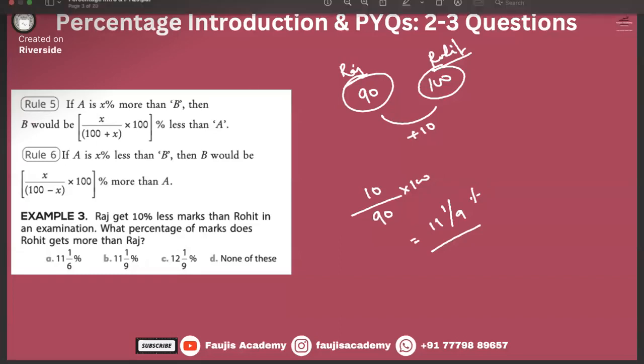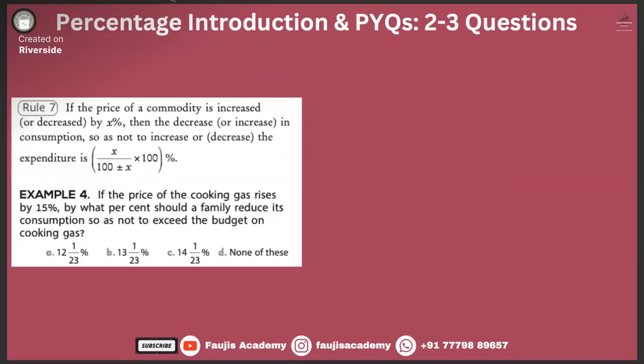Cool. So you need to be very, very careful over here. People have this confusion: if A is bigger than B by some percentage, then by how much percentage is A smaller than B? If the price of a commodity is increased or decreased by X percentage, then the decrease or increase in consumption, so as not to change the expenditure, is given by X divided by 100 plus or minus X, into 100 percentage. So let's try and understand using the formula first.